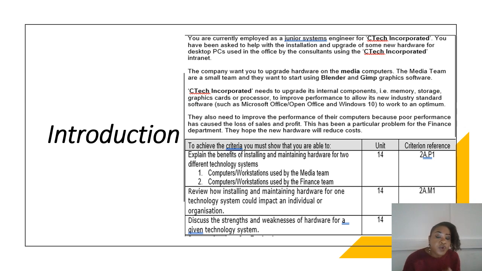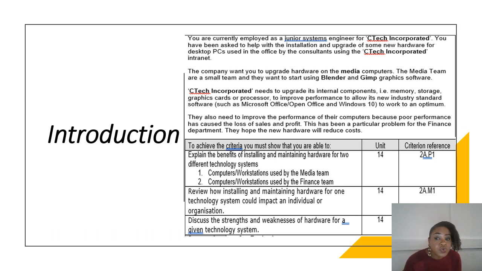For your introduction, you're going to briefly give a background, maybe a short paragraph on your job role. You can include what a junior systems engineer does as a job role, and you can just briefly say what CTech Incorporated is all about. It's up to you. When you have written these sections, just ensure that you include what you will be writing up in the body of the assignment.